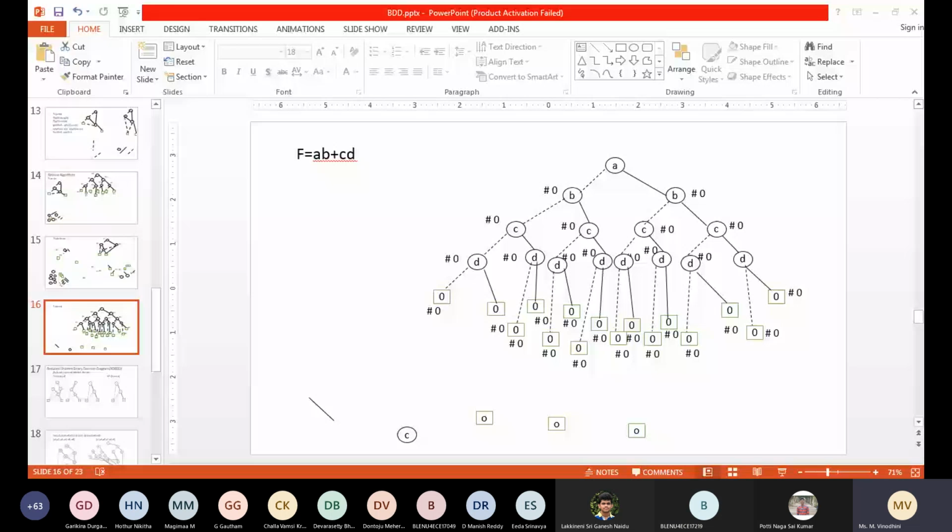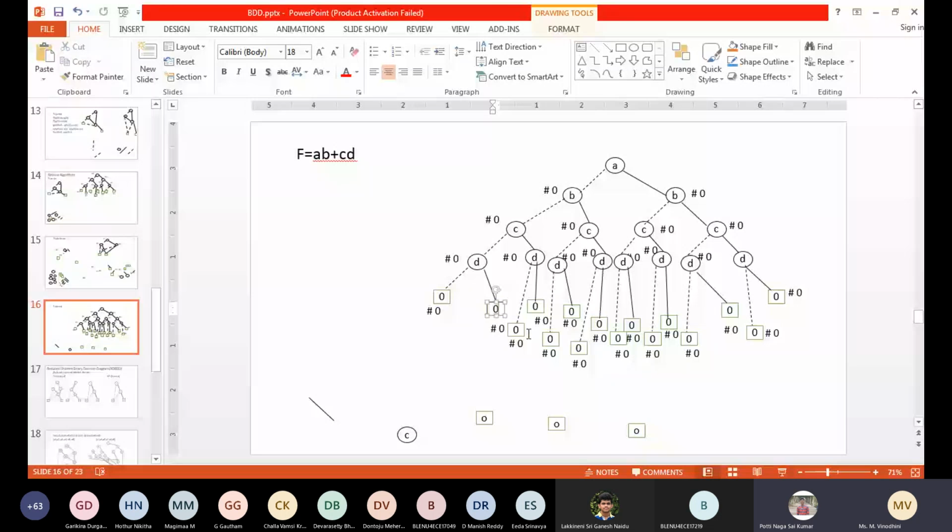Anybody from C section? I want the answer now. Who can answer? Give me the values. Anyone from C section only? Ma'am, first one 0, ma'am. Who's this? Nagasai Kumar. Okay. First one 0. Second one 0. Okay. Third one 0. Fourth one 1. Okay.